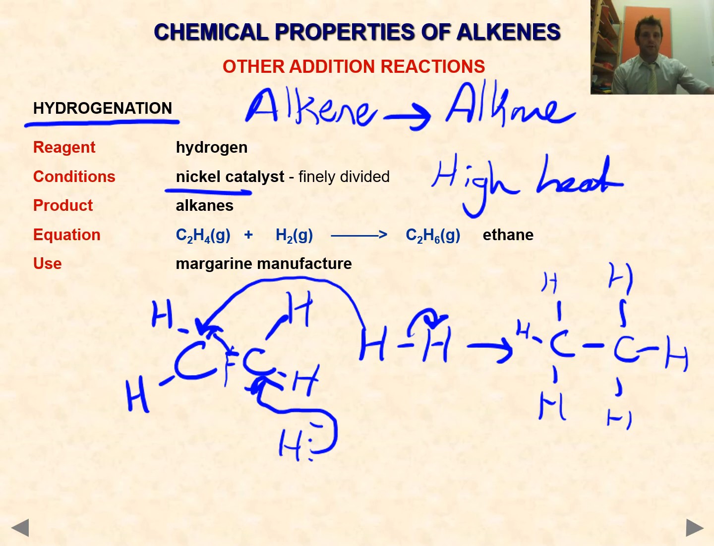This is just something that you're going to have to remember. This also tends to need high heat, just a way to help facilitate it, give the molecules more energy so they're moving around faster, so they're going to hit each other more often with more force. So it's just hydrogenation. It's a way to make a double bond a single bond, really.